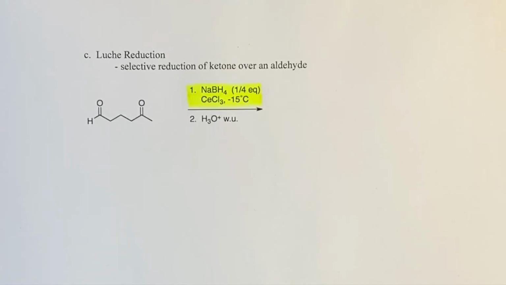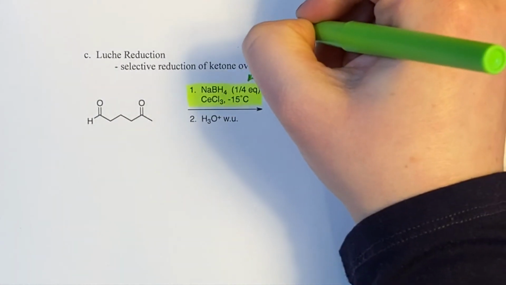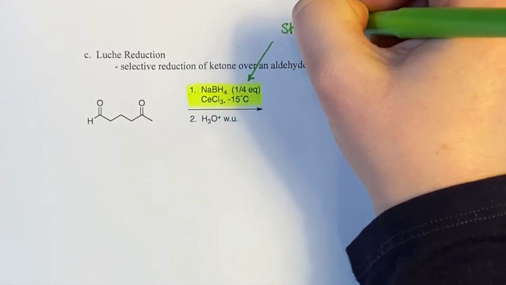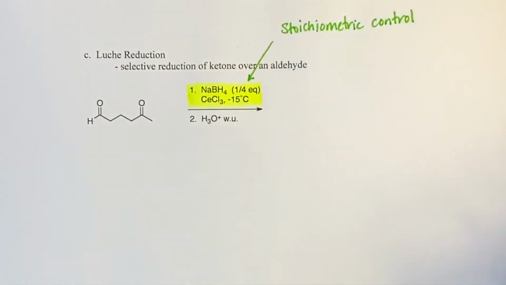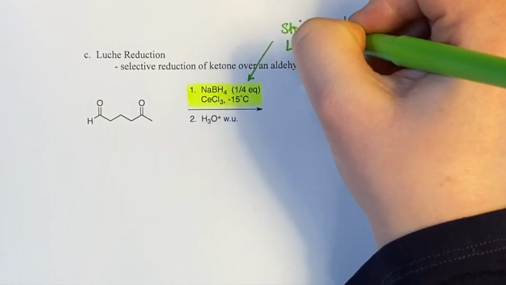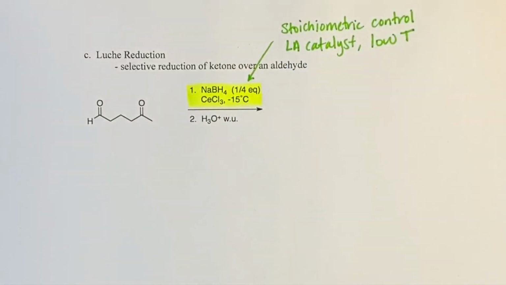So my conditions that I'm using in this reaction are going to give me stoichiometric control. They're going to use a Lewis acid catalyst. And I'm also going to utilize low temperature in order to help give me additional control in this reaction. The second step, as with any reduction, is an acid workup.